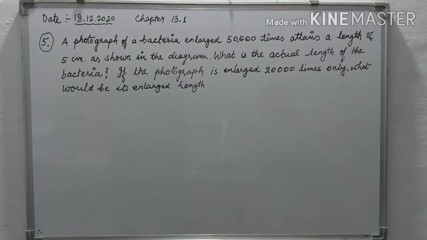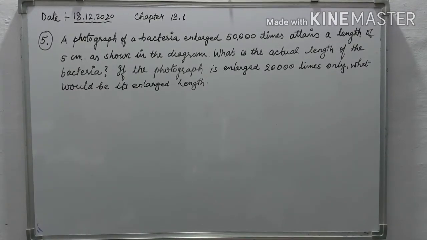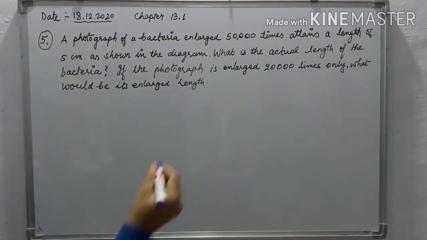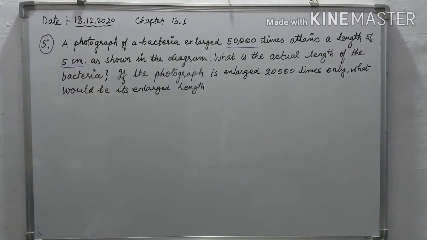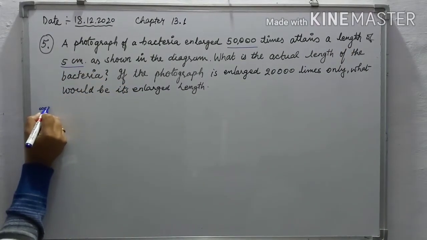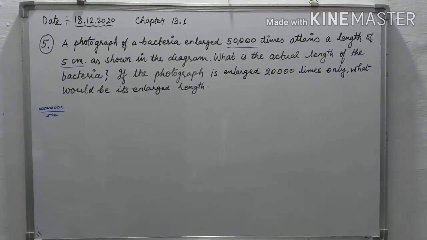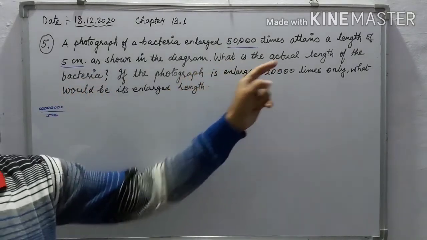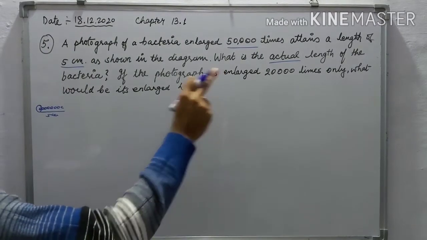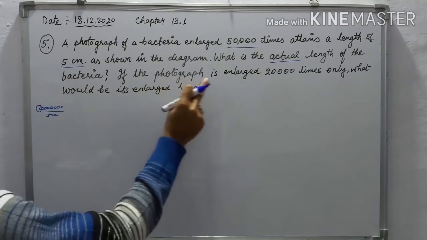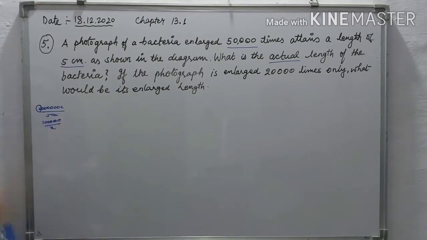Question number 5. Photographs of a bacterium are enlarged 50,000 times, and the length is 5 centimeters, as shown in the diagram. What is the actual length of one bacterium? If the photograph is enlarged 20,000 times, what is the length this time?